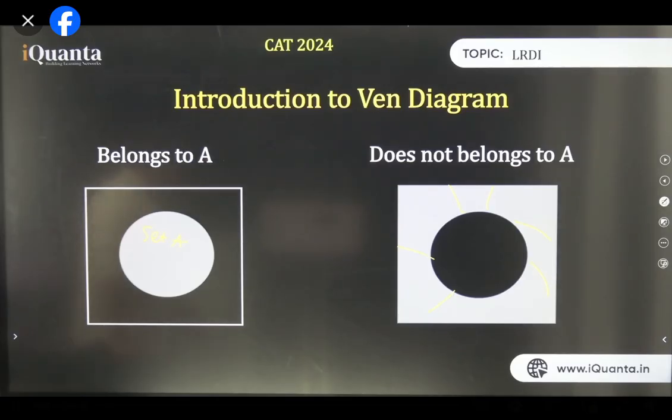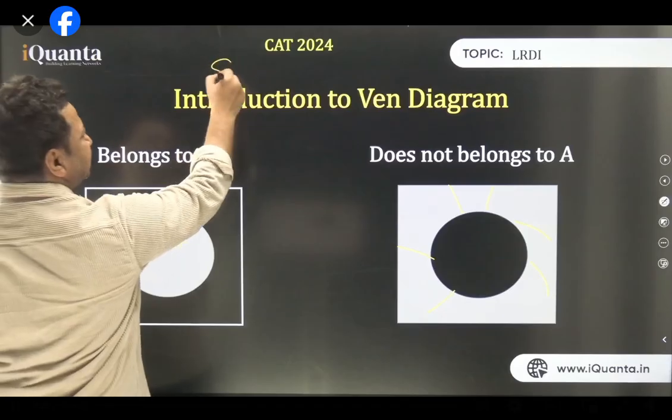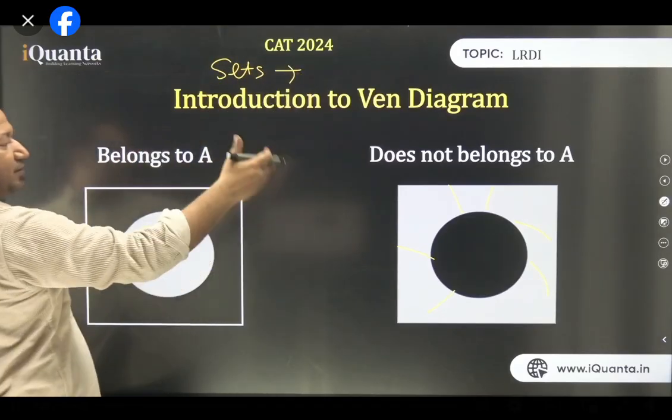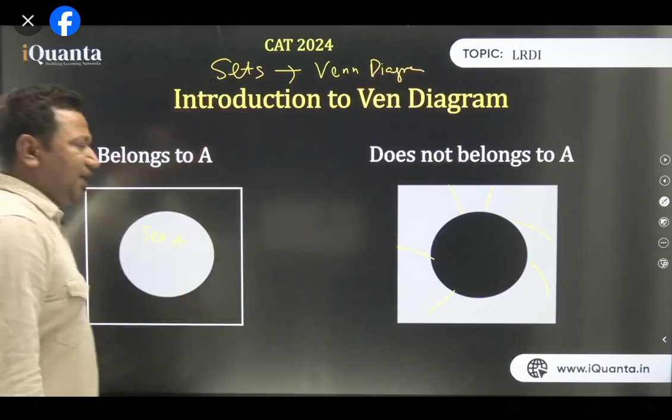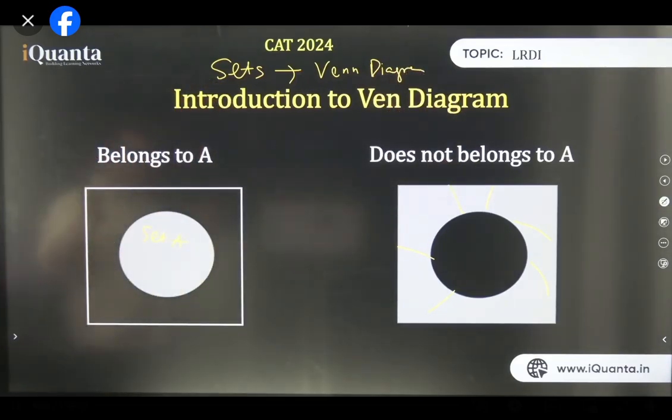Clear? Shubham, exactly, it's set only. So in mathematics, we study sets, and its graphical, figurative representation is the Venn diagram. All right, that is what a Venn diagram essentially means. So whenever we represent sets in the form of rectangles and circles, it is a Venn diagram.